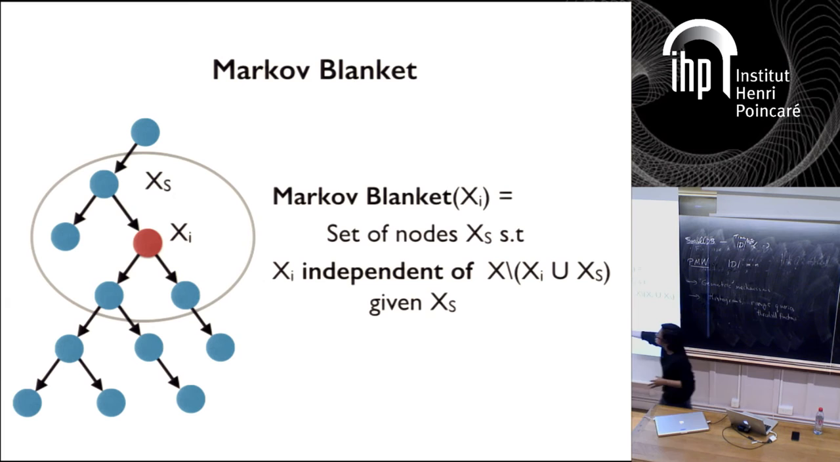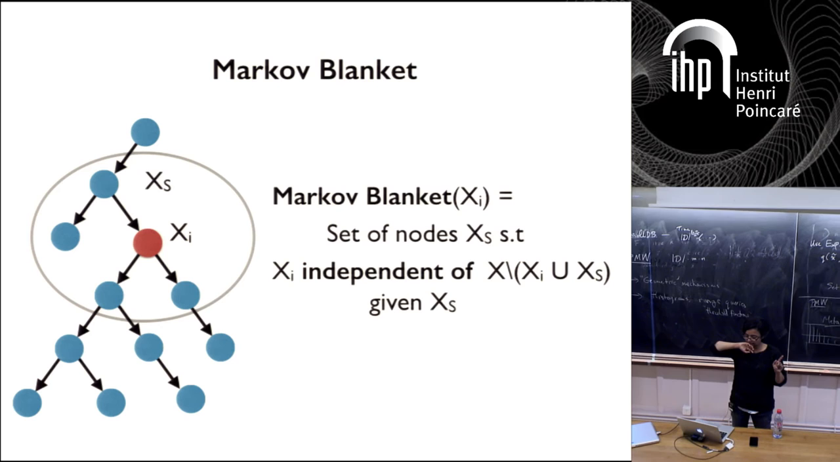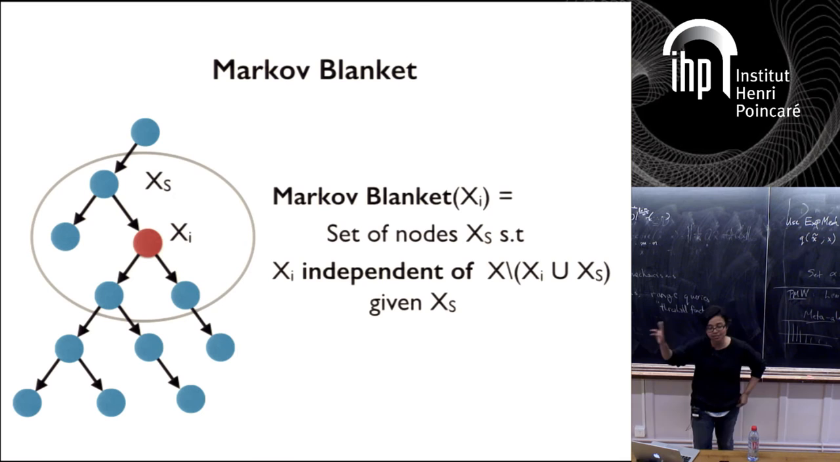So this part of the graph is independent of Xi once you know Xs, right? So in some sense, this is like the boundary, yes. Do you need the sibling of the red node there? Oh, sorry, I don't think so, this is just bad picture drawing. You don't need the siblings. So you just need the neighbors. Yeah, exactly.